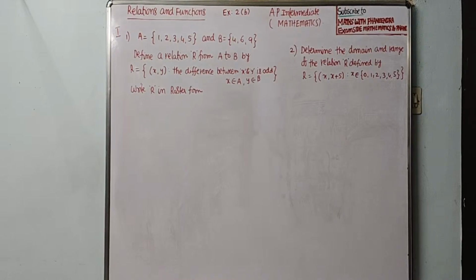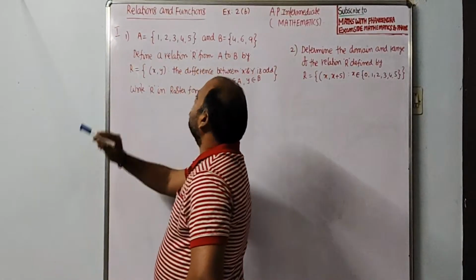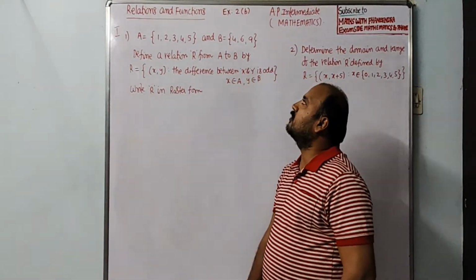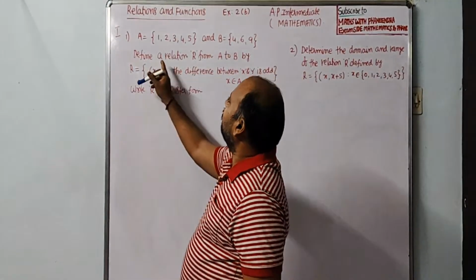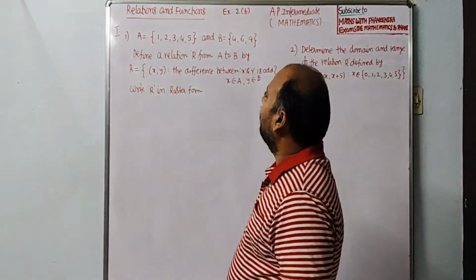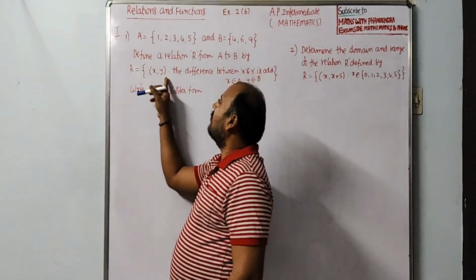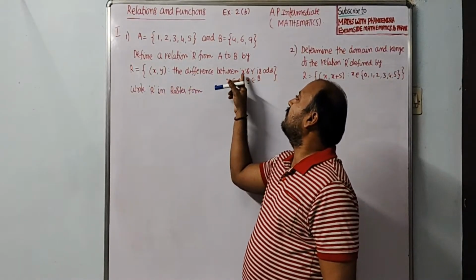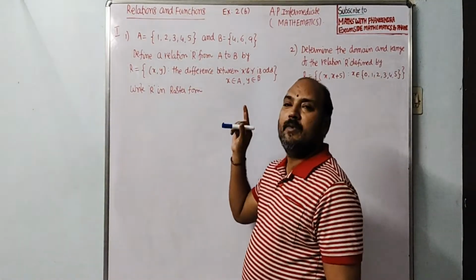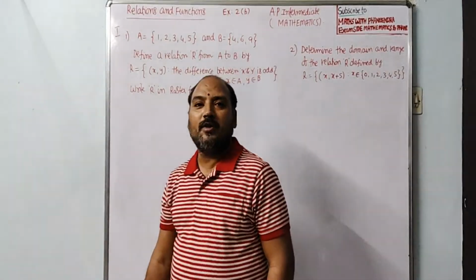The questions you have already seen, what I wrote here. A equal to {1, 2, 3, 4, 5} and B equal to {4, 6, 9}. Define a relation R from A to B by R equal to {(x, y) such that the difference between x and y is odd, where x belongs to A, y belongs to B}. Write R in the roster form.